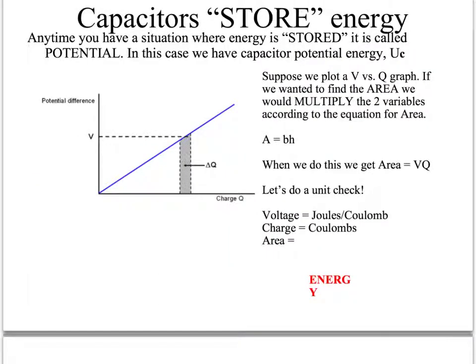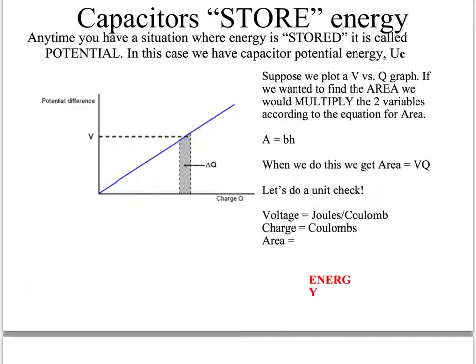We know that capacitors are designed to store energy, and that any time we store energy, we refer to it as potential energy. In this case, we're going to be more specific and call it capacitor potential energy, which we're going to symbolize with capital U subscript C.